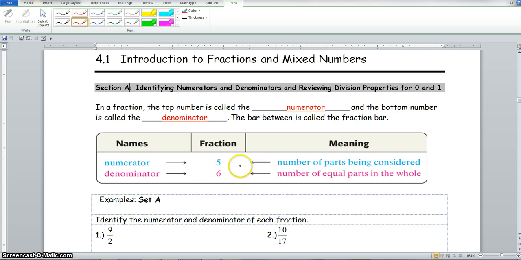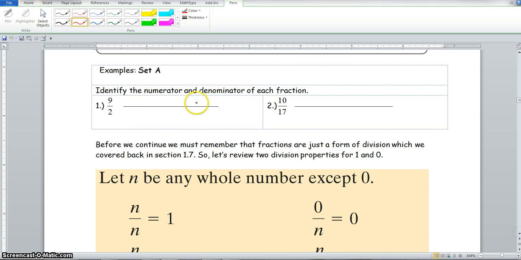Now this is what these mean. The numerator means the number of parts being considered, and 6 is the number of equal parts in the whole. Now this will become very important later. Okay, here, identify the numerator and denominator for each fraction. Remember, the numerator is at the top, so it's numerator. Denominator is at the bottom, denominator. 10 is the numerator. 17 is the denominator.